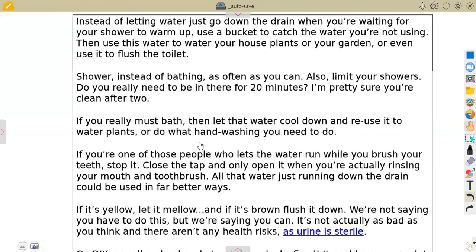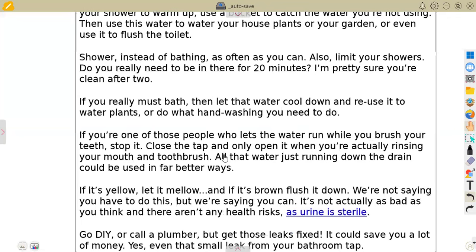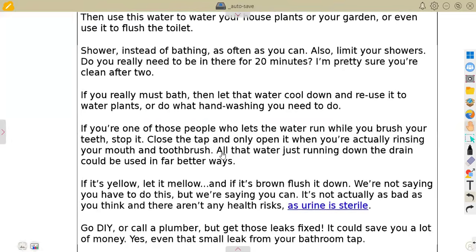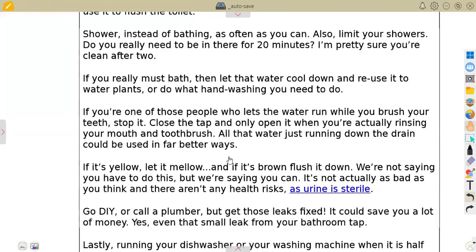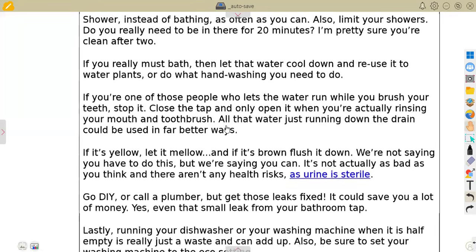If you really must bath, then let that water cool down and reuse it to water plants or do hand washing. So here we are told that the amount of water that sometimes we use through our running taps, we can recycle that water to do laundry such as washing, and we are encouraged that we can water our plants at home.